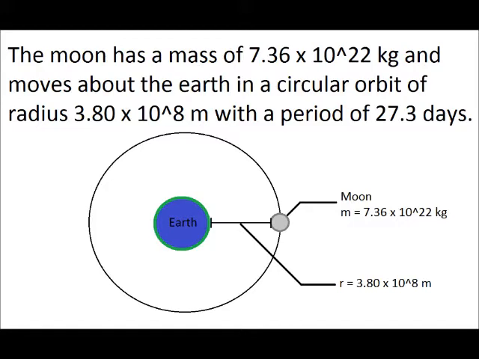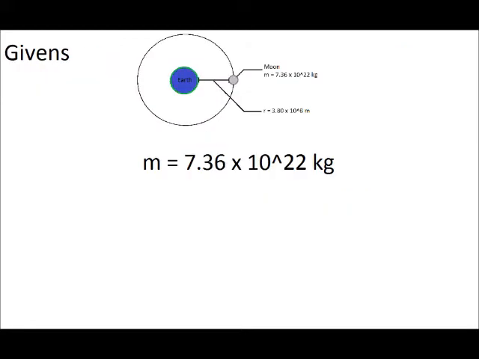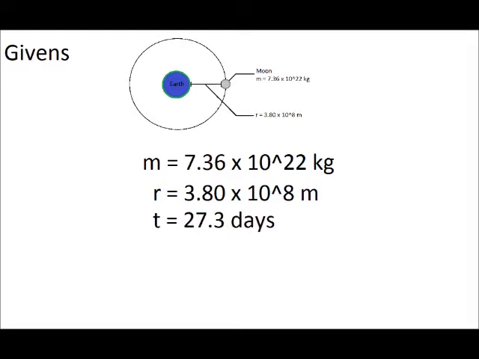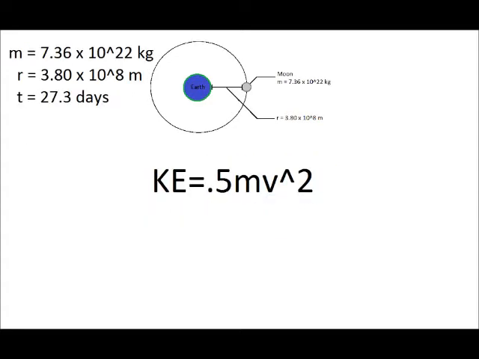Alright, so the given values here are mass, which is 7.36 times 10 to the 22nd kilograms, the radius of orbit, which is 3.8 times 10 to the 8th meters, and time, the time to complete a revolution, which is 27.3 days. So from what we know of the kinetic energy formula, E sub k equals mass times velocity squared over 2, mv squared over 2.